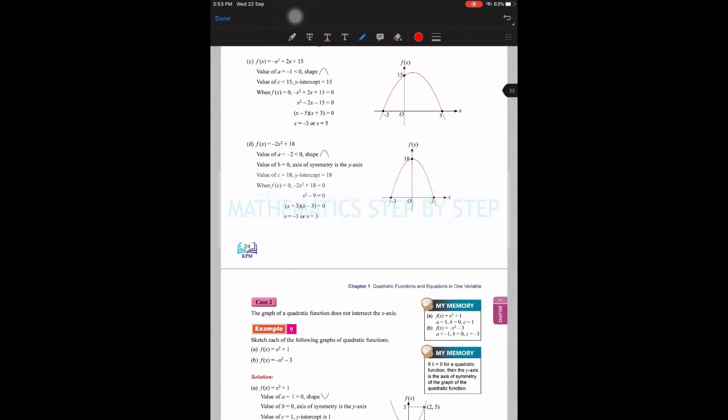Then for c, f(x) equals negative x squared plus 2x plus 15. In this case, a equals negative 1, and it is less than 0, so it is an inverted smiley. c equals 15, so the y-intercept is 15. Now we use the factorization method to find out the roots. So the roots are negative 3 and 5. This is the y-intercept, and we know the shape of the graph.